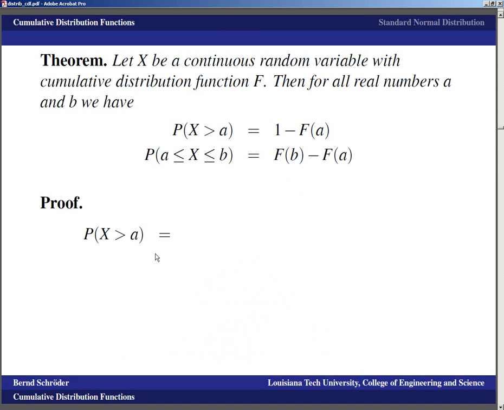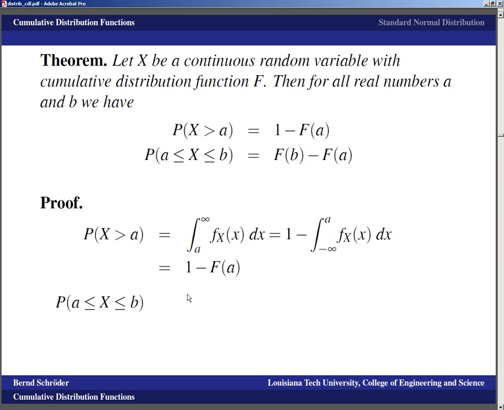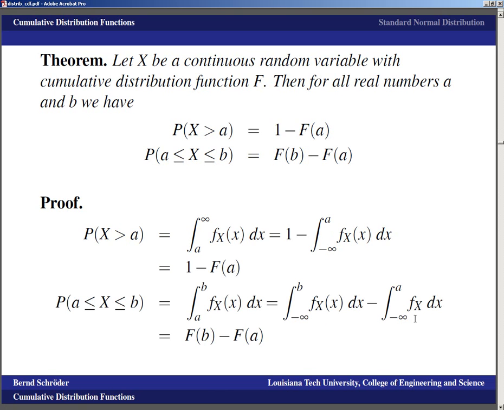The probability that x is greater than a is the integral from a to infinity of the density f dx, which is 1 minus the integral from negative infinity to a of the density, and that's of course 1 minus F of a. And similarly, the probability that x is between a and b is the integral from a to b of the density, which is the integral from negative infinity to b of the density minus the integral from negative infinity to a of the density. And that's F of b minus F of a, and that finishes that proof.